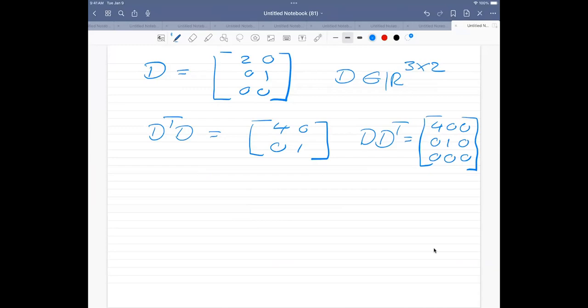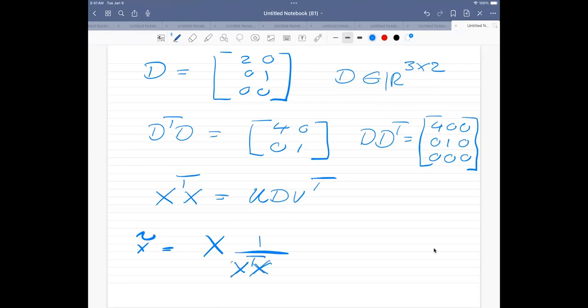So where does this lead us? Let's go back to the ordinary least squares now. What we have is that X transpose times X is now given in terms of U times D times V transpose. Then, if I look at my X tilde, that is given in terms of the matrix X divided by, or the inverse of, the matrix X transpose times X.